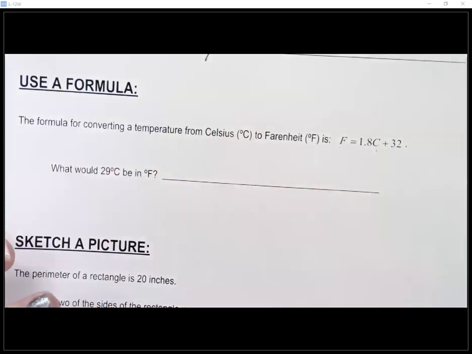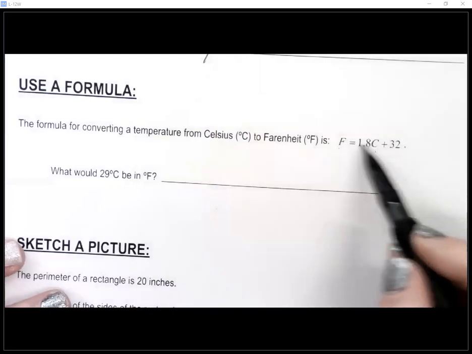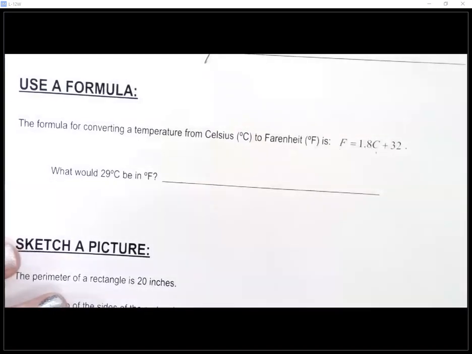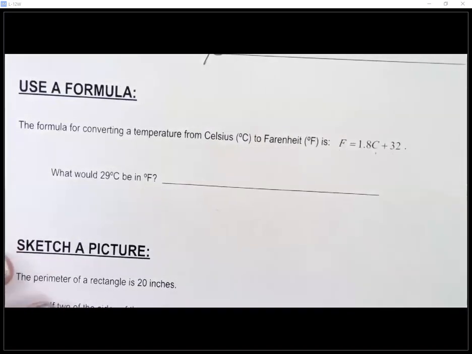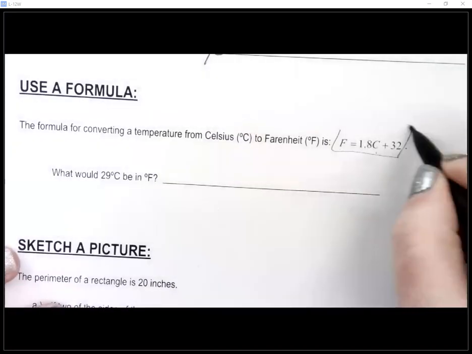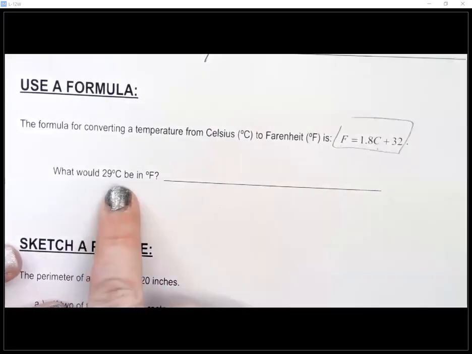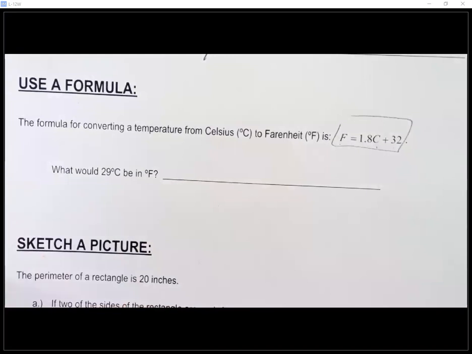A lot of times people think you just add 32 because 0 degrees Celsius is the same as 32 degrees Fahrenheit. So they're like, oh, you just add 32. That only works at 0, right? That's because you're getting rid of that piece. When you go past that, you've got to have this formula. So anywho, let's take that formula, and we're trying to figure out what 29 degrees Celsius would be in Fahrenheit.